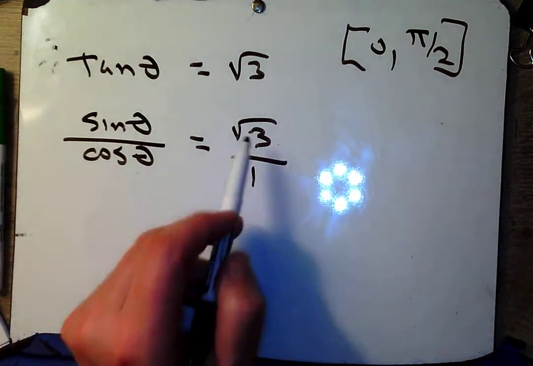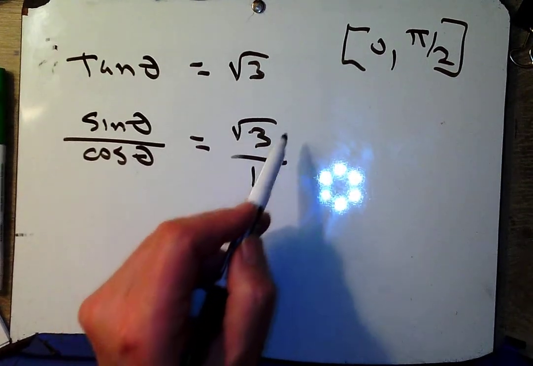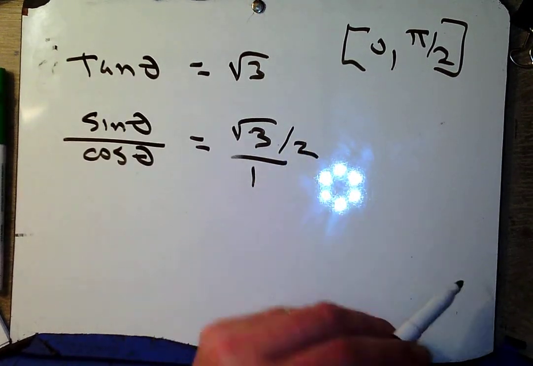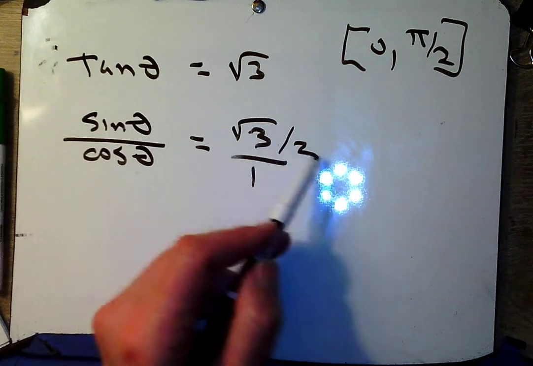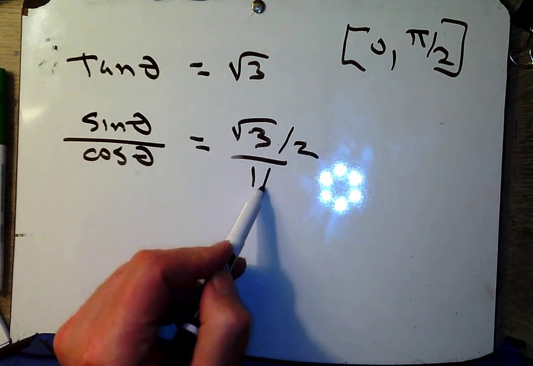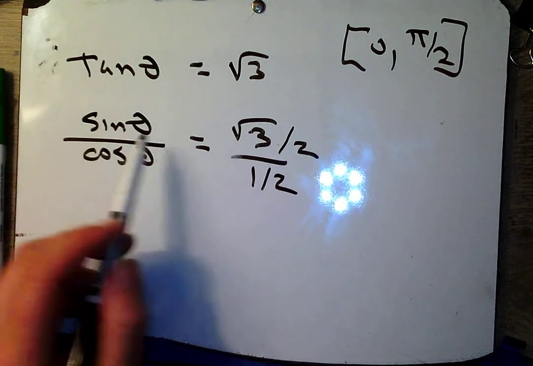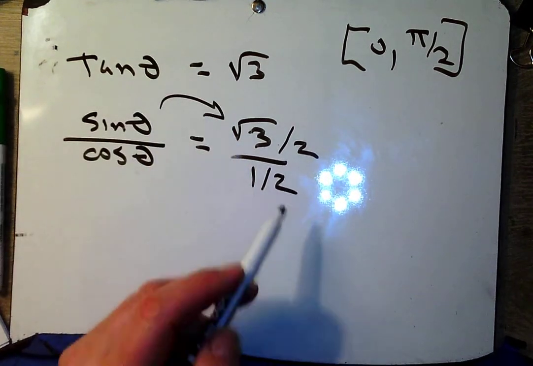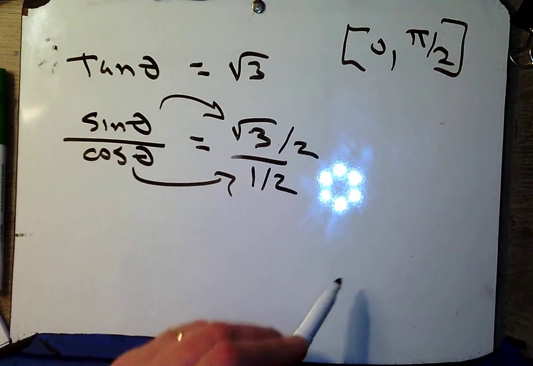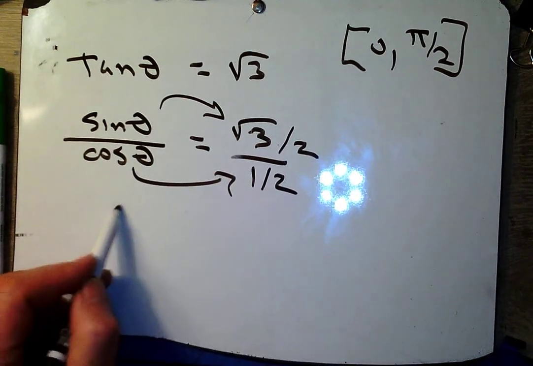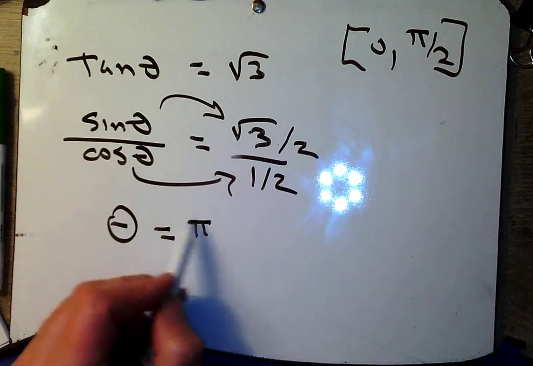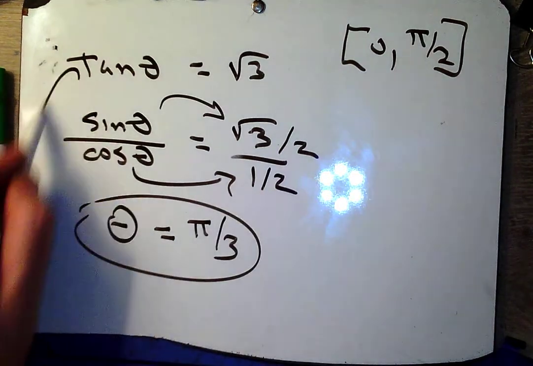But wait a second, we've seen root 3's on our unit circle, provided they're root 3 over 2. Well, if I divide the top by 2, I'm going to divide the bottom by 2. And so I'm looking for when the y value is root 3 over 2 and the x value is 1/2. That happens at pi over 3. Okay?